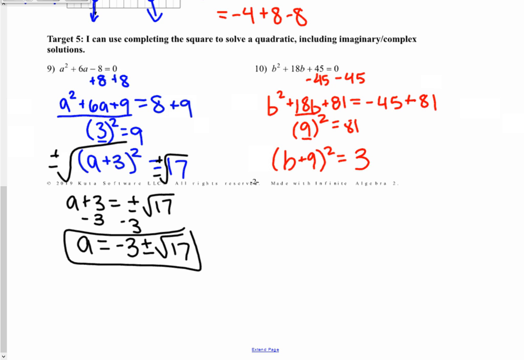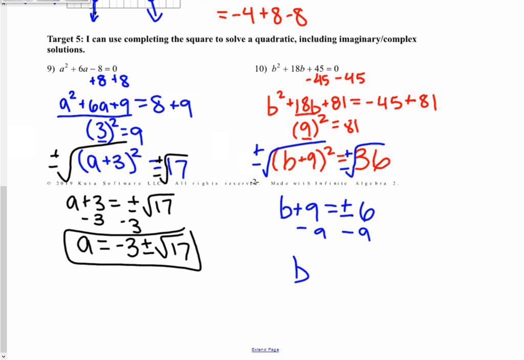To solve, we'll take the square root of both sides. I get b plus 9 on my left-hand side, plus or minus the square root of 36. Well, the square root of 36 is 6, so I have plus or minus 6. Subtract 9 from both sides. Be careful here. Positive 6 minus 9 is negative 3, and negative 6 minus 9 is negative 15.